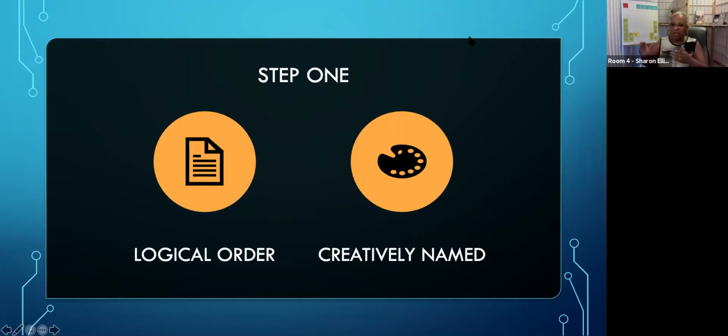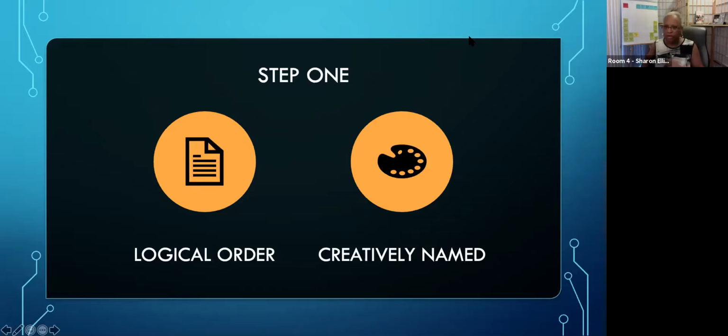And so that will become your table of contents. Even as a novelist, you can name the chapters. I've read plenty of novels where the chapters have titles. All right.